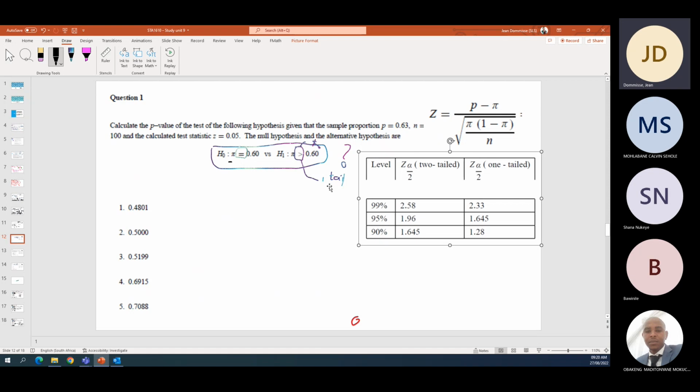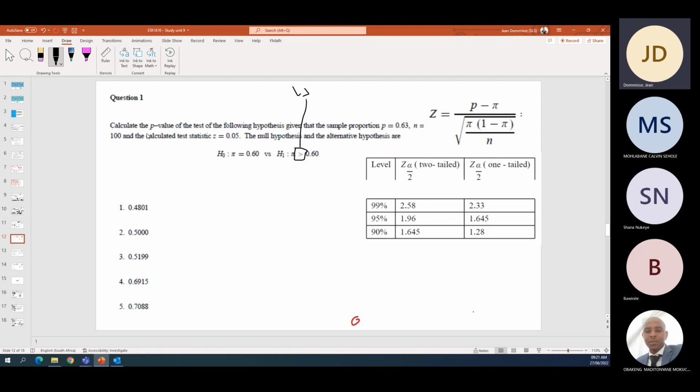Always when I look at a question like this, my first thing that I want to identify is it a one tail or two tail? So last week we already identified it as a one tail. The reason why it's a one tail is because your alternative is showing just one direction. Okay? One direction means it's one tail.